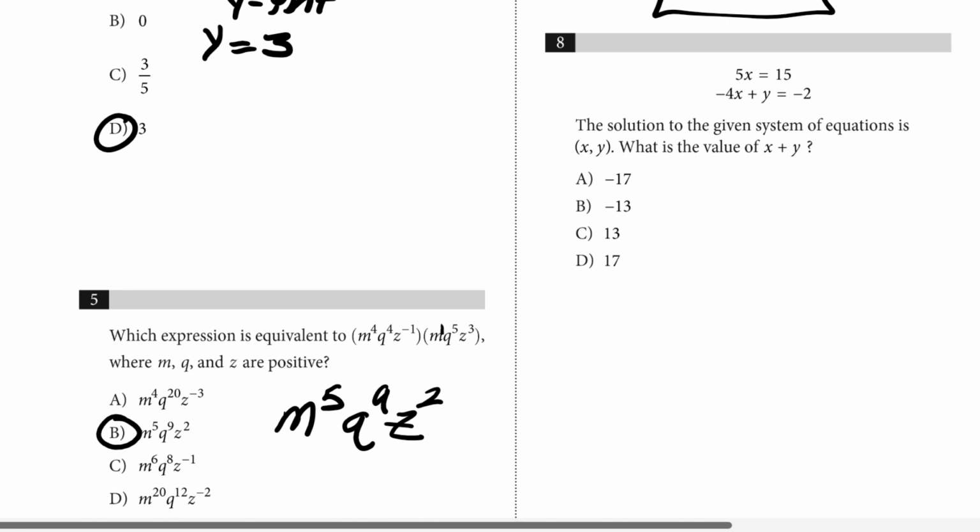Number 8. The solution to the given system of equations is (x, y). What is the value of x plus y?